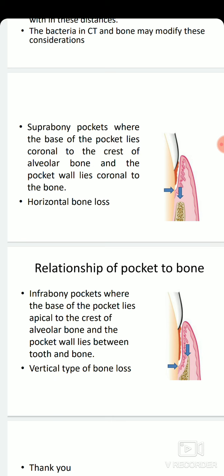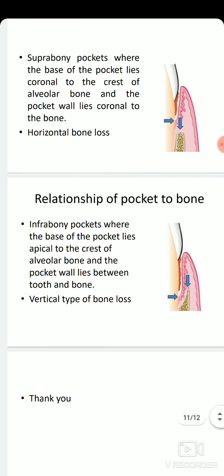Suprabony pockets are where the base of the pocket lies coronal to the crest of the alveolar bone, and the pocket wall lies between the crown and the bone, and it is generally associated with horizontal type of bone loss. So you can see the arrows signifying the base of the pocket, horizontal arrow, and vertical arrow is signifying the level of crest of the alveolar bone. So that gives, by definition, the base of the pocket is coronal to the crest of the alveolar bone.